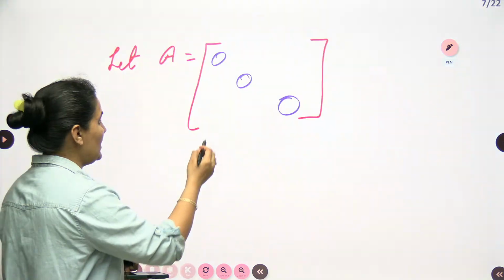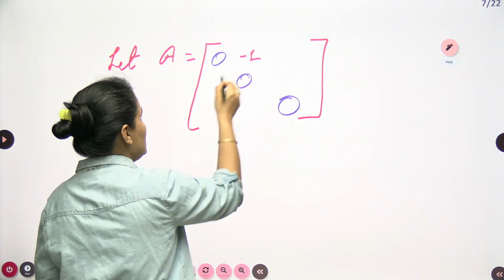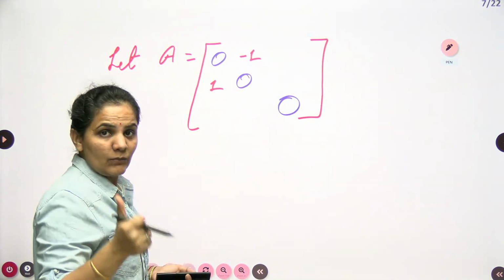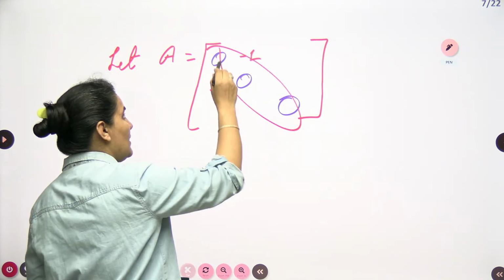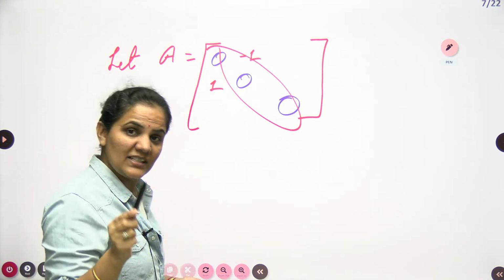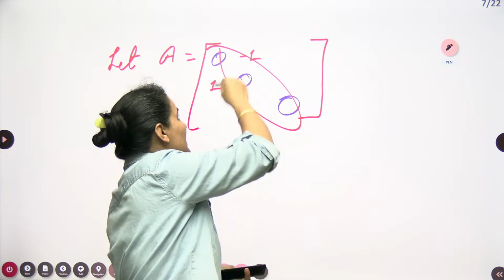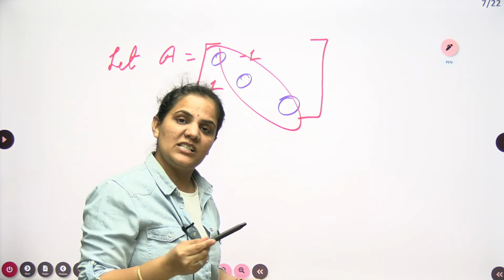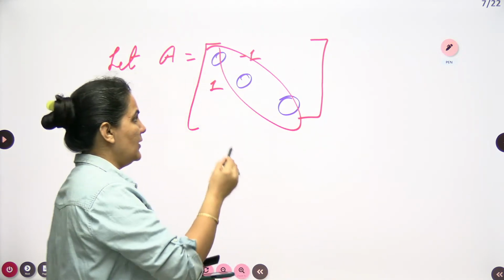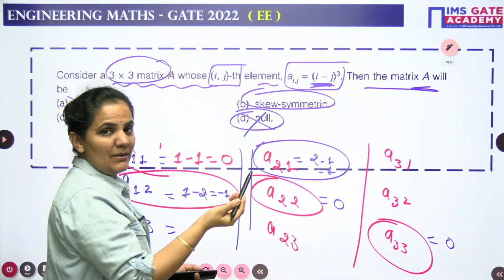So here I am having an element that will be minus 1, and this element will be plus 1. So surely this is skew symmetric, because if it were a null matrix, then these elements must be 0. In a null matrix, all elements are 0. So if this is a null matrix, then every element should be 0.